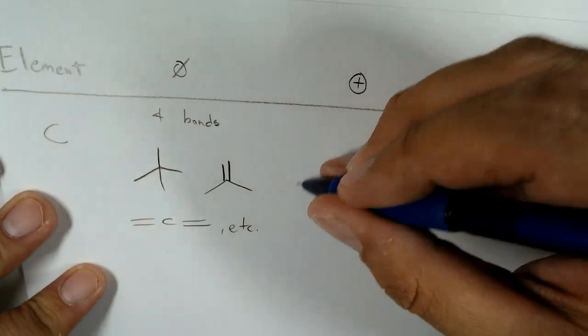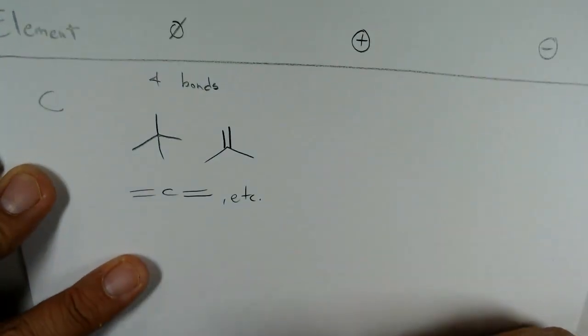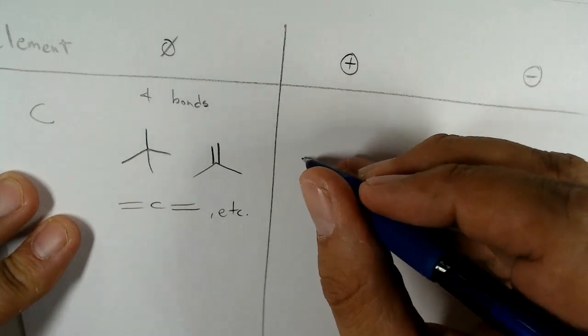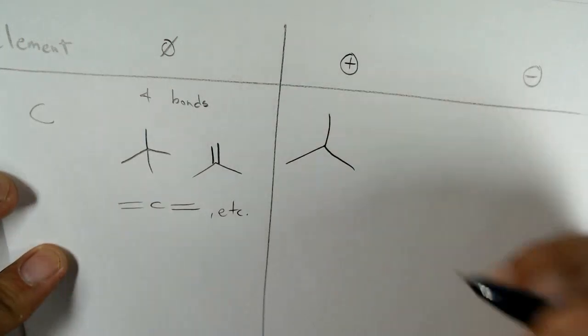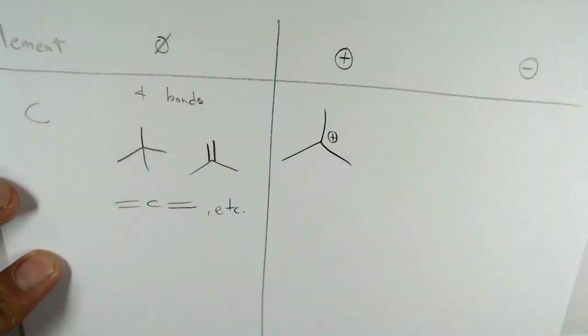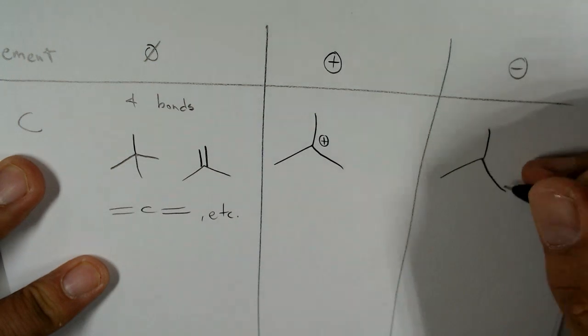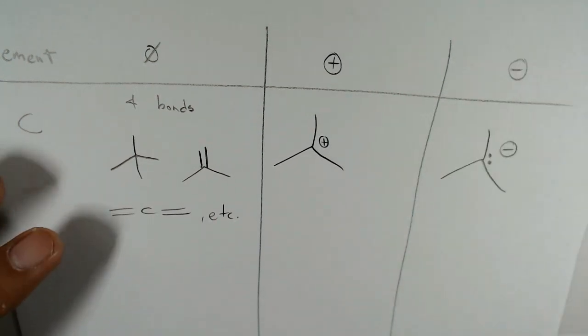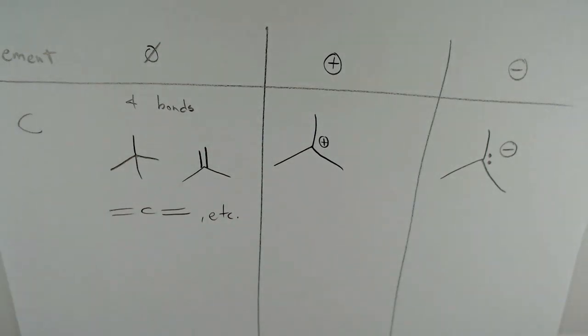All right, next case here is a formal charge of plus one. Most commonly, you're going to see where carbon only has three bonds to it, conferring a plus one on there. And then for the case with the negative formal charge, this is where you have three bonds and a lone pair. That's the big difference there. If you have the lone pair there, it's negative. No lone pair, it's positive.